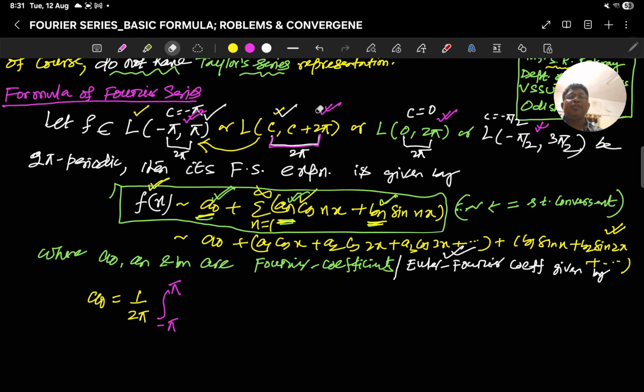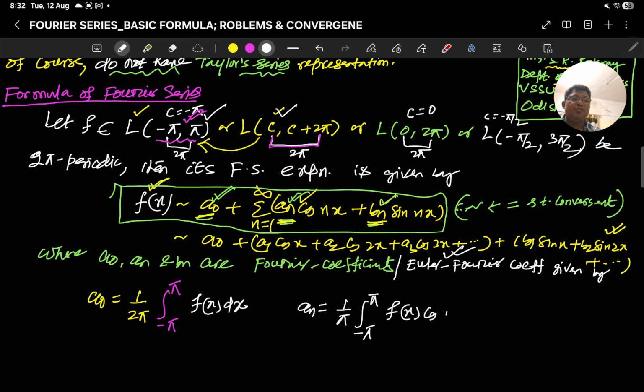In particular, I am considering this interval here. So it will be f(x) dx, right? And what is your an? Here an will be 1 by pi integral from minus pi to pi f of x cos nx dx, and your bn will be 1 by pi integral from minus pi to pi f(x) sin nx dx.